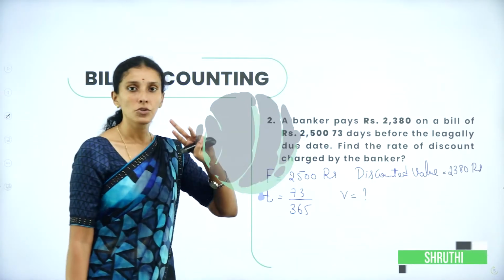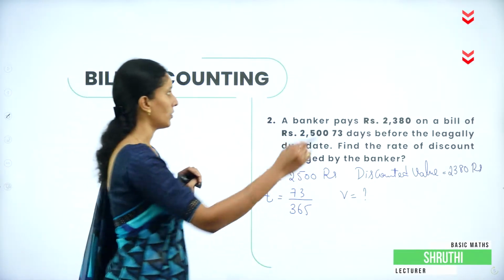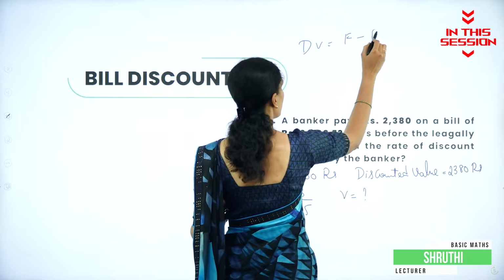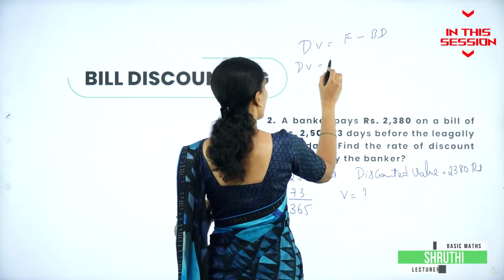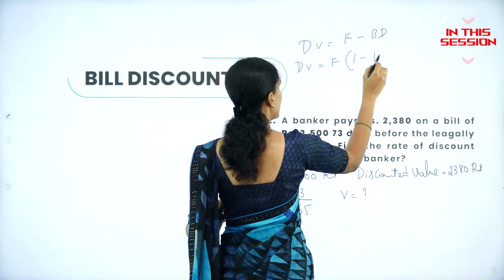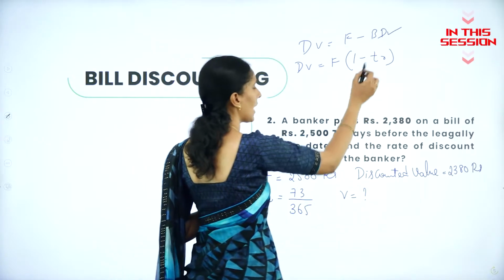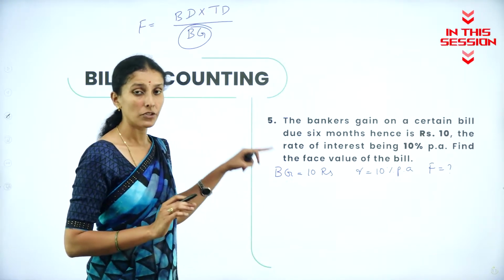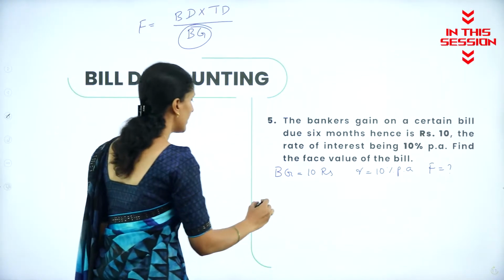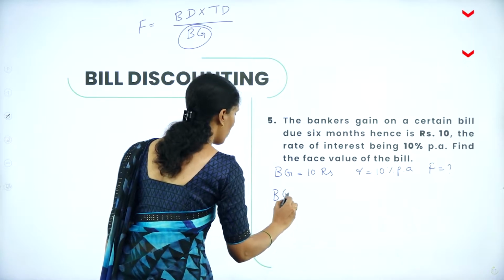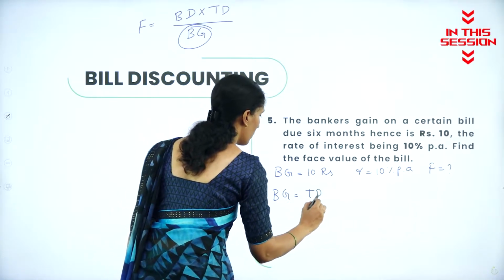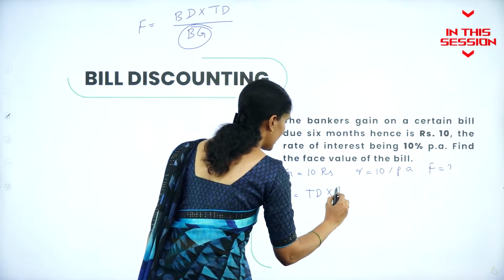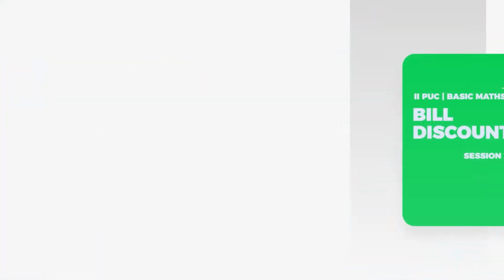We have two formulas for discount value, that is F minus BD and another one is F into 1 minus TR. This is whenever time and face value is given. I can find the true discount value whenever the banker's gain is given. So what is the formula for that? That is banker's gain is equal to true discount into T into R.